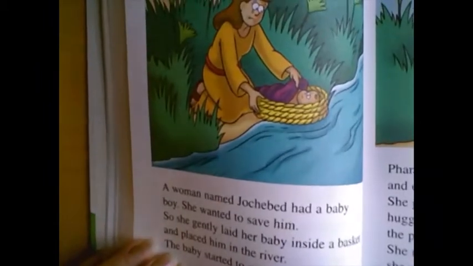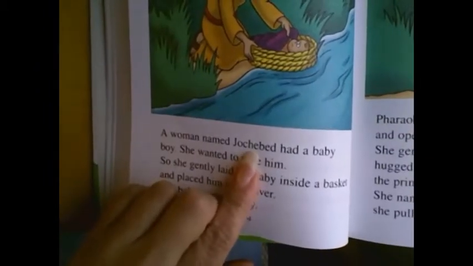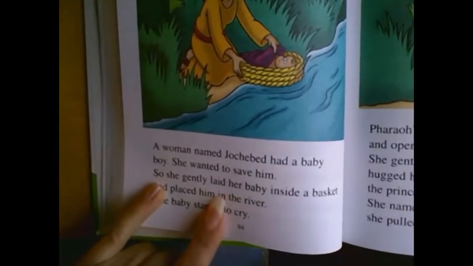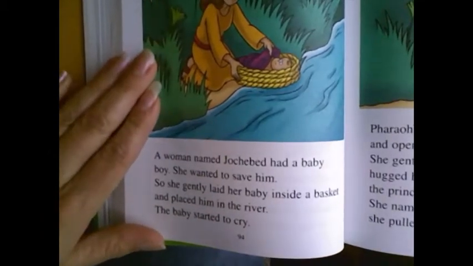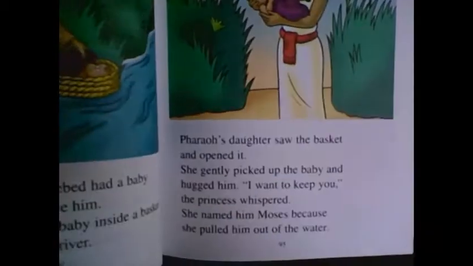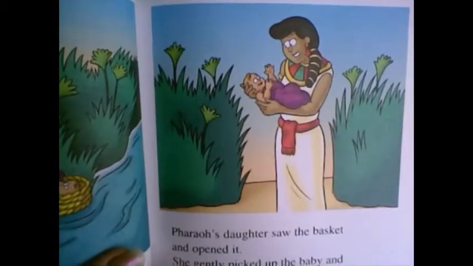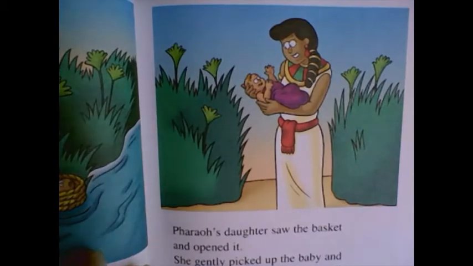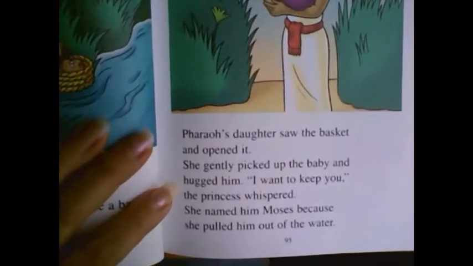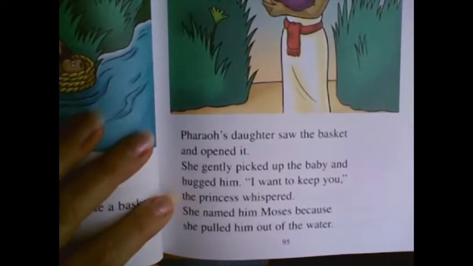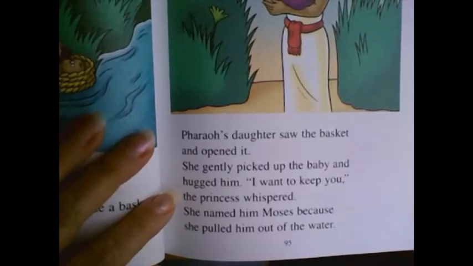A woman named, and I'm going to mess up her name, Jochebed had a baby boy. She wanted to save him, so she gently laid her baby inside a basket and placed him in the river. The baby started to cry, so that's not a good deal, okay? Now if you look here, this young lady holding him is an Egyptian, okay? It says, Pharaoh's daughter saw the basket and opened it. She gently picked up the baby and hugged him. "I want to keep you," the princess whispered. She named him Moses because she pulled him out of the water.